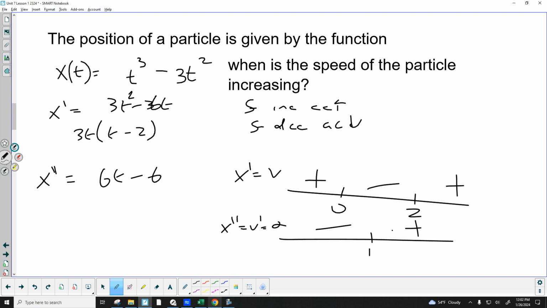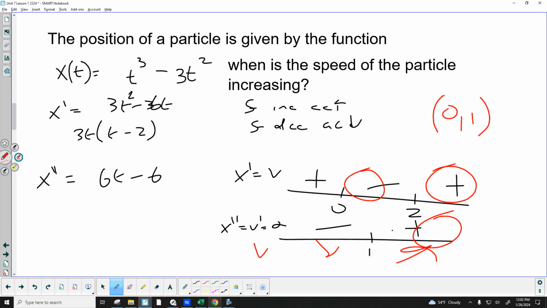Not negative, positive. All right, ready? When my velocity values are negative and decreasing, like -1, -2, -3, -4, that's 0 to 1. When my velocity values are positive and increasing, 2 to infinity, those are velocity values that are going to be 1, 2, 3, 4, 5, 6. You can speed up going in either direction.